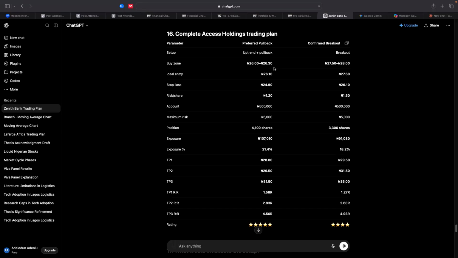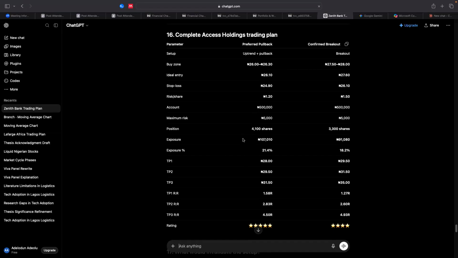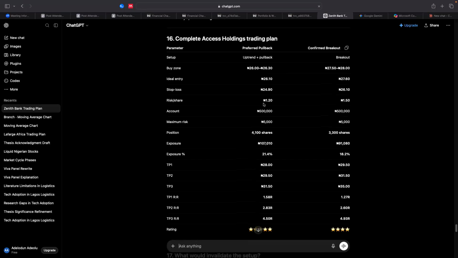But you see what it put there: it says using a disciplined risk management model, targeting 2% account risk per trade. The risk per trade ChatGPT is proposing is 120 kobo per share with a stop loss. Let me look at position sizing. The risk per share that Gemini is proposing is 1 naira 60 kobo, that's the unconfirmed breakout. ChatGPT is proposing 150 kobo on the breakout and 120 kobo on the preferred pullback. So it's a little bit more conservative than even Gemini.